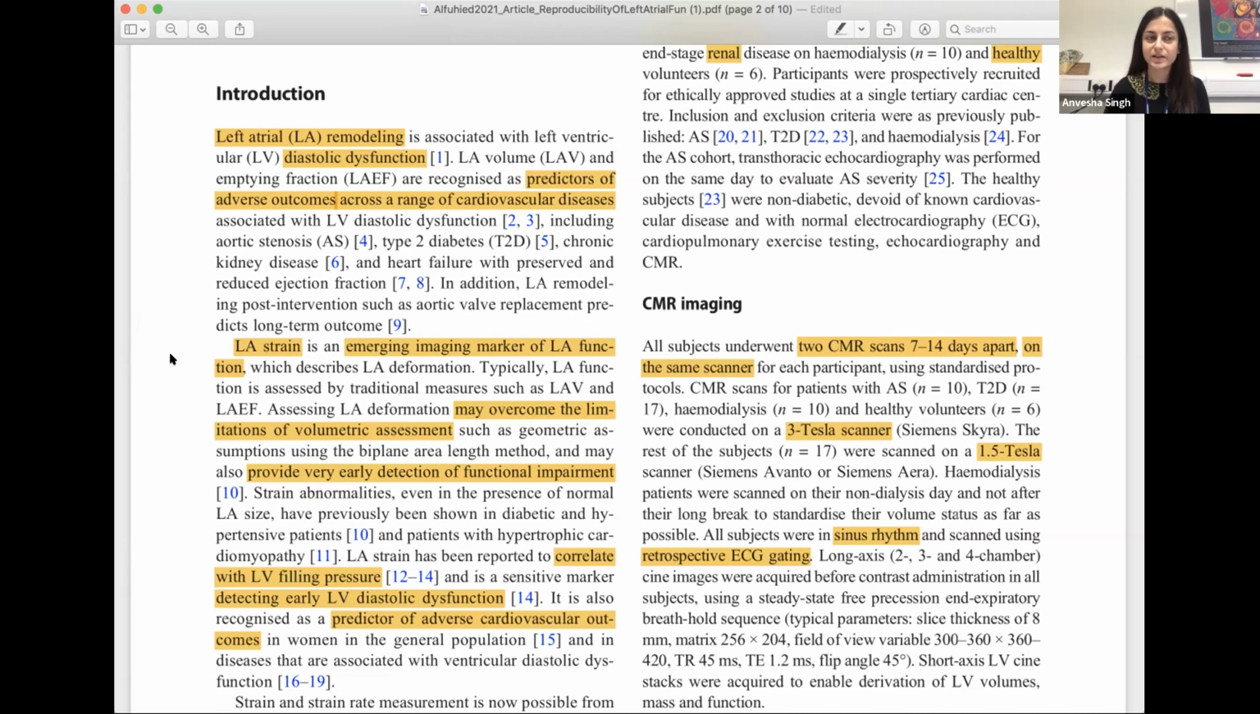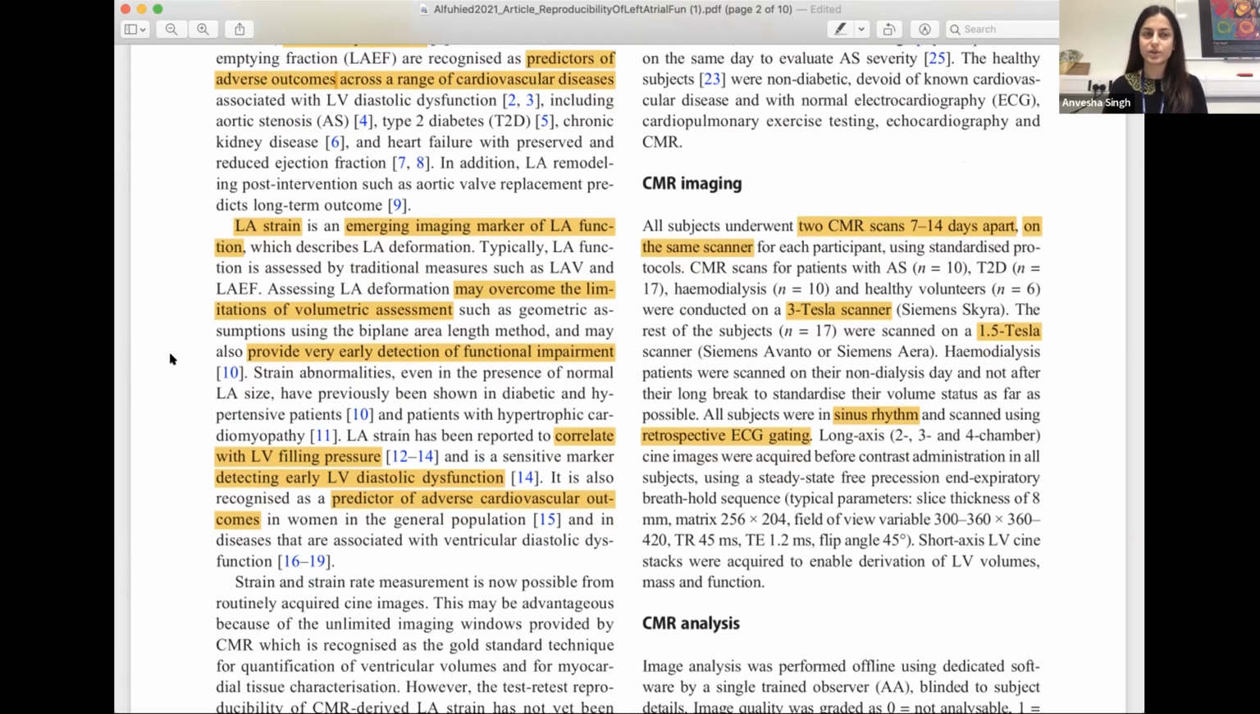But more recently, there's been a lot more focus on LA strain, which is emerging as a novel imaging marker. And this is exciting as it has the potential to overcome some of the limitations of volumetric assessment. It can also provide potentially early detection of abnormalities even before the volumes increase in some conditions. And early papers have also suggested that it does have prognostic value in some conditions.